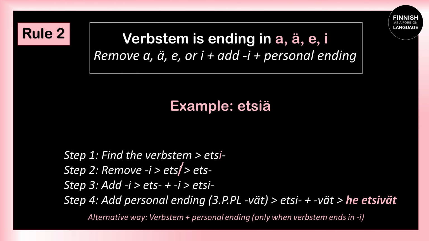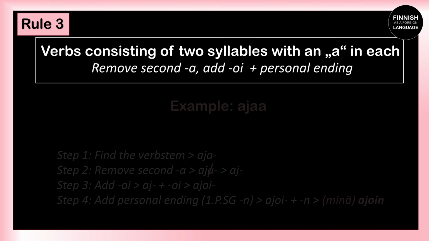Alright, let's move on to our third rule. Verbs consisting of 2 syllables with an a in each. So that means the first syllable has an a and the second one as well. What do we have to do then? We have to remove the second a and then we add oi to it plus the personal ending.